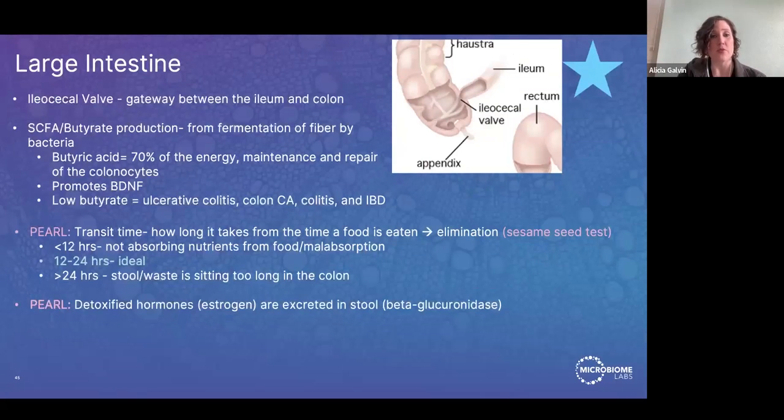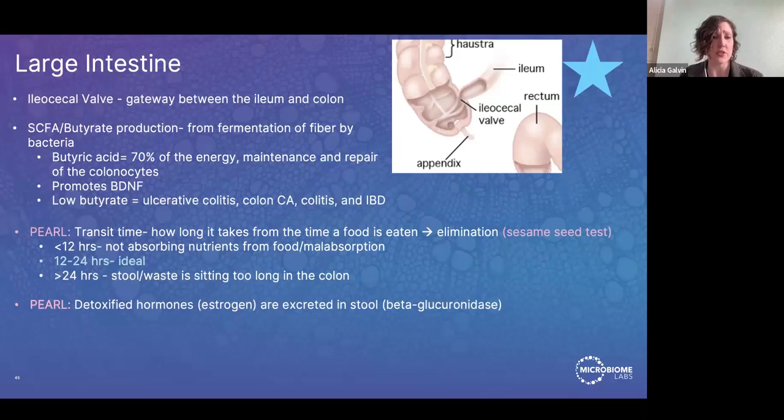Butyrate is a big one. We've talked about the ileocecal valve. Butyrate is another very important short chain fatty acid that helps with maintaining the repair of the colonocytes and energy production. So again, low butyrate, if you're seeing that on stool testing, then you're going to be looking at risk factors for things like colitis. It's associated with things like ulcerative colitis and other types of colitis, IBD, that type of thing.